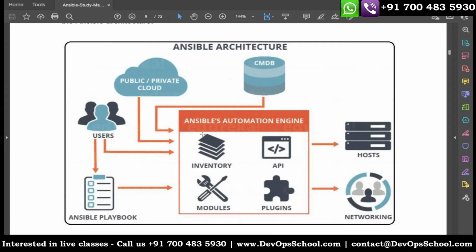So what is the basic Ansible architecture? It has four components, as I have mentioned. First is the inventory file, second is the module, third is API, and fourth is plugin. What is the inventory file? The inventory file is nothing but a file where you put all your client information, like the IPs of your client machines.